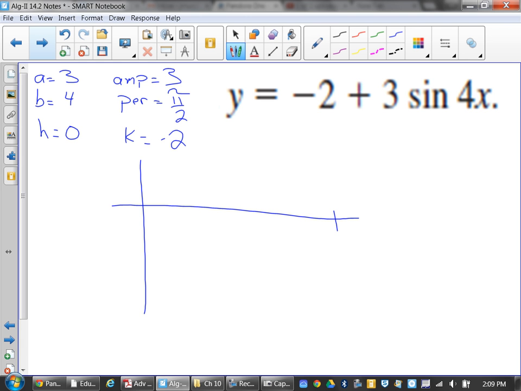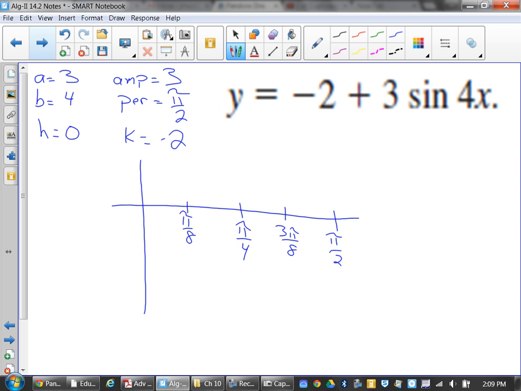Mark out your period. Well, put it out at the end as pi over 2. So what's half of a half? What's after that? And what's 3/4 of a half? 3 pi over 8. So there's your ordered pairs. There's your critical values for the function.